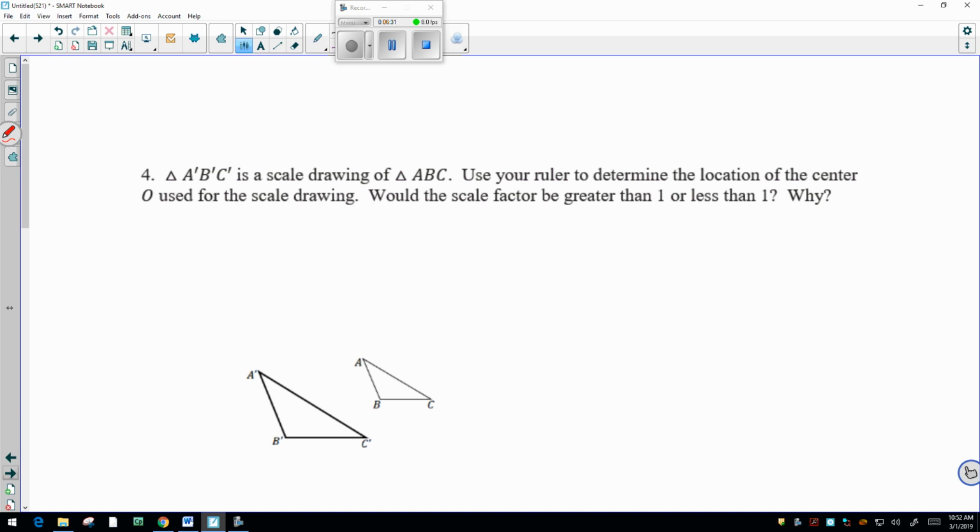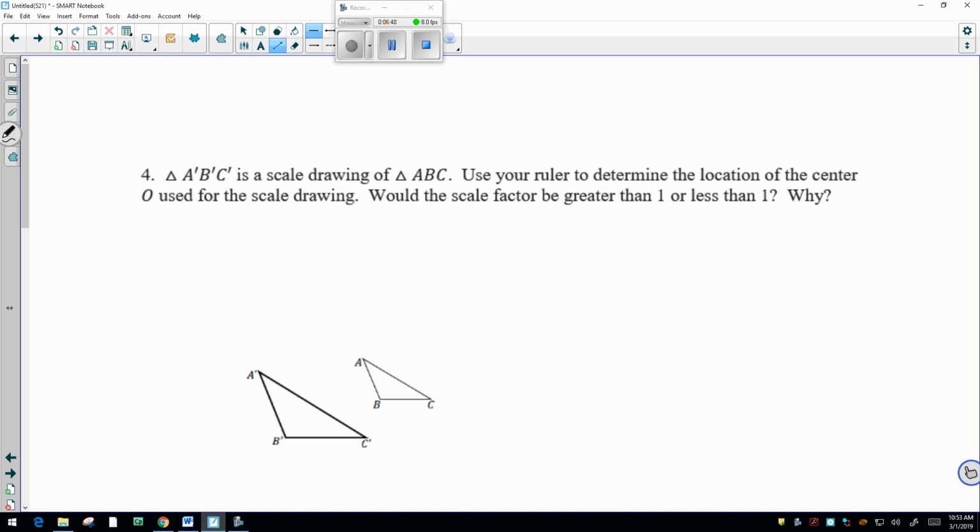Now on the back, what if we already have the scale drawing? And it says we're going to use our ruler to find the center of this scale drawing. So it says use your ruler, determine the location of the center. So what are we going to do? Well, we're going to connect the dots. That's all this really is.